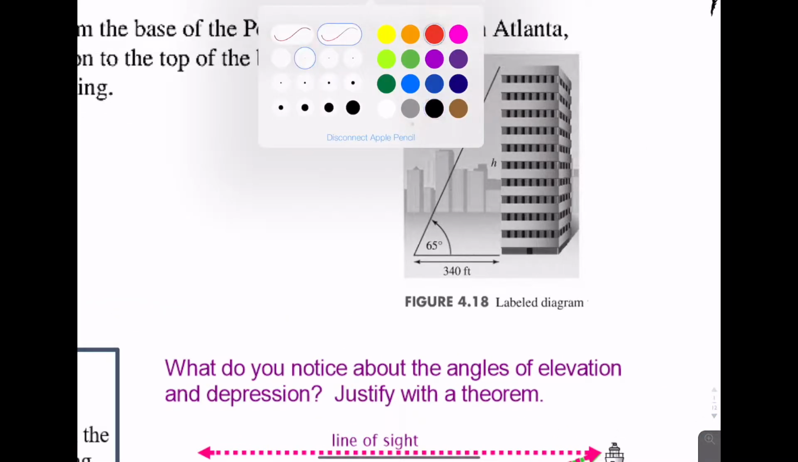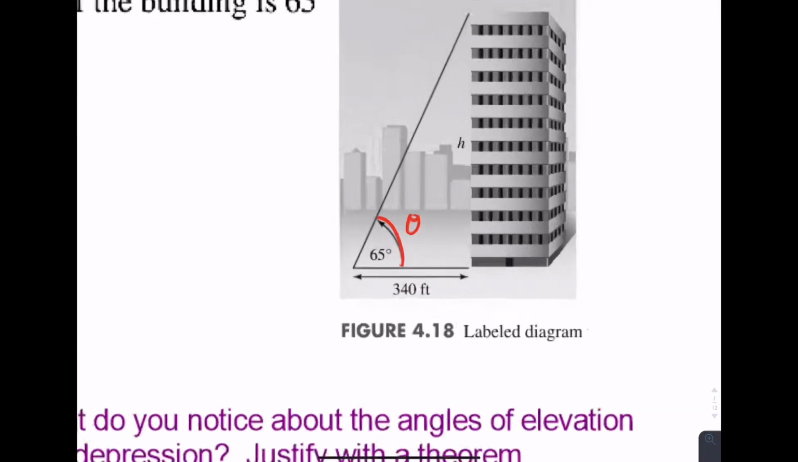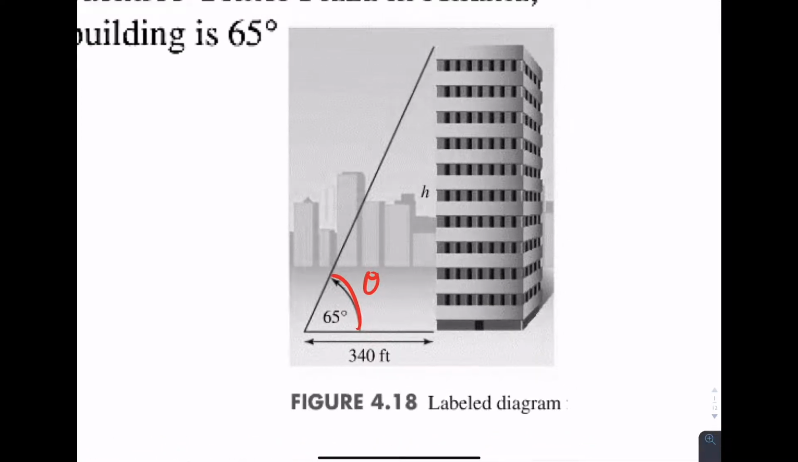So I'll do this in red so you guys can see better. This is your theta. So labeling is important. That's 65 degrees. Now, I prefer you label everything before you get started. So this is your adjacent. I hate that they labeled this h. This is not your hypotenuse. This is your opposite. And this is your hypotenuse. Okay, now they decided to label it h because of height, but that's fine. We're going to label it as opposite.